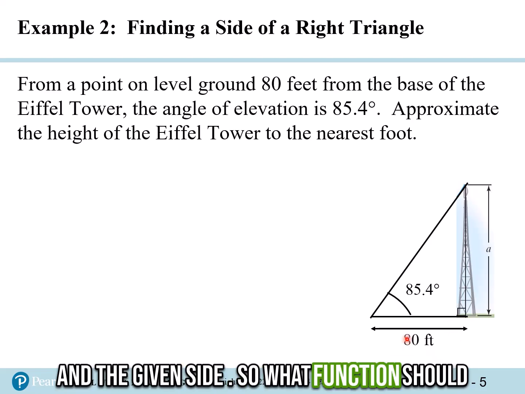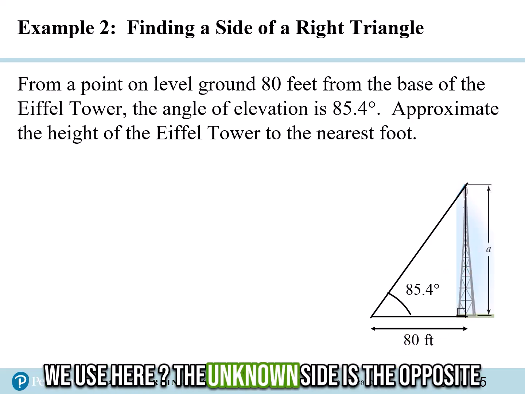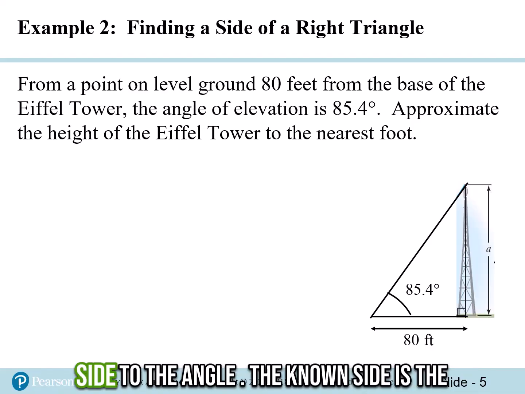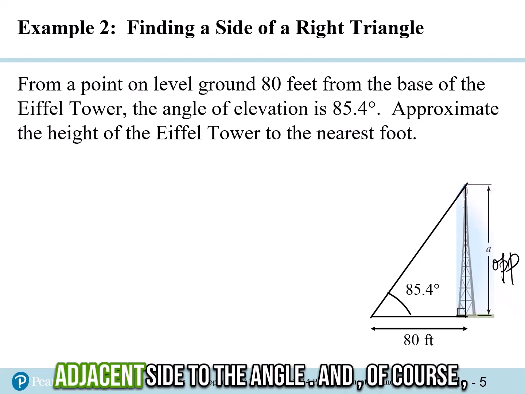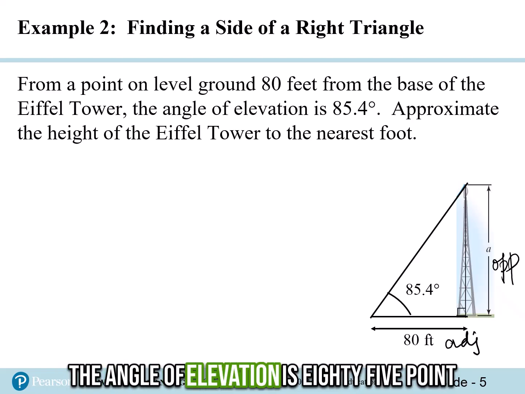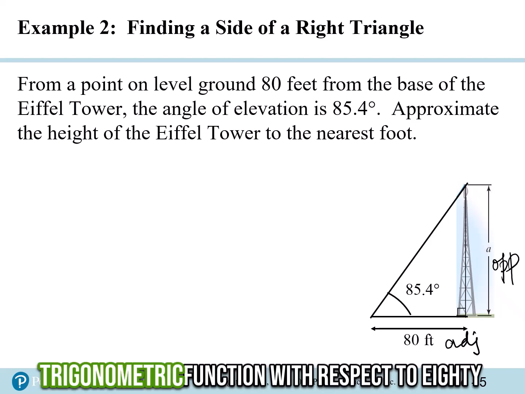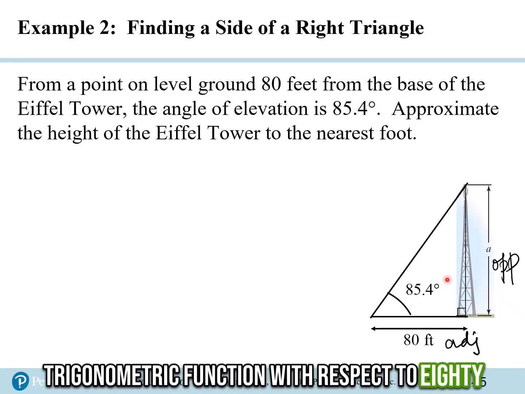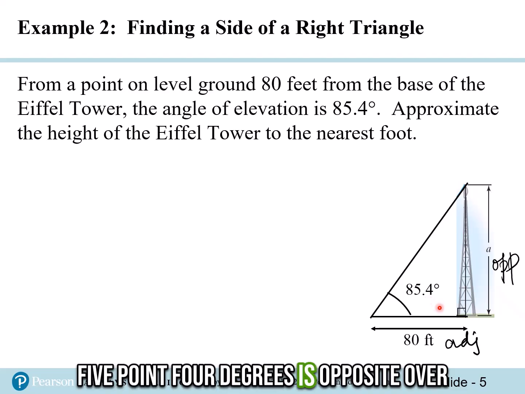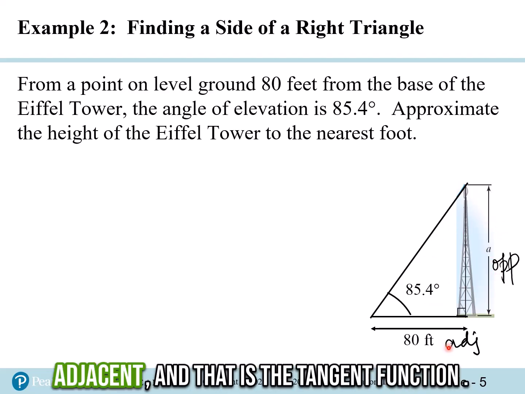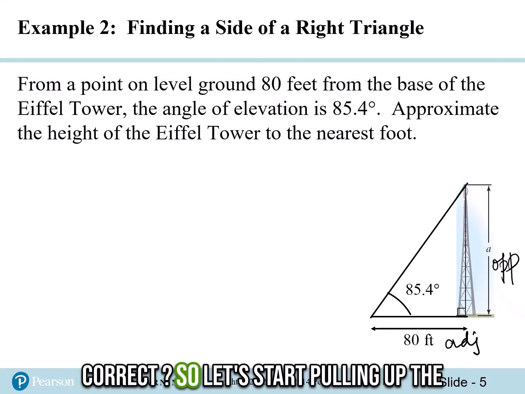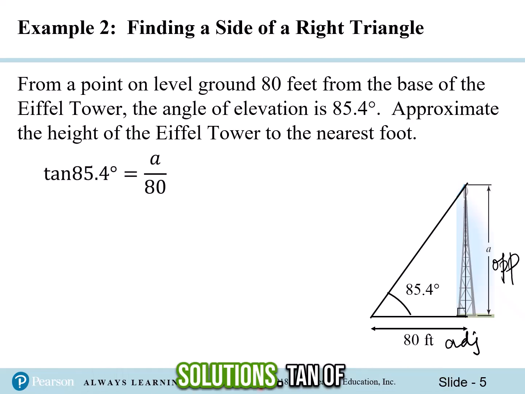So what function should we use here? The unknown side is the opposite side to the angle. The known side is the adjacent side to the angle. And of course, the angle of elevation is 85.4 degrees. That is given to us. Therefore, the trigonometric function with respect to 85.4 degrees is opposite over adjacent, and that is the tangent function. Correct? So let's start pulling up the solutions.